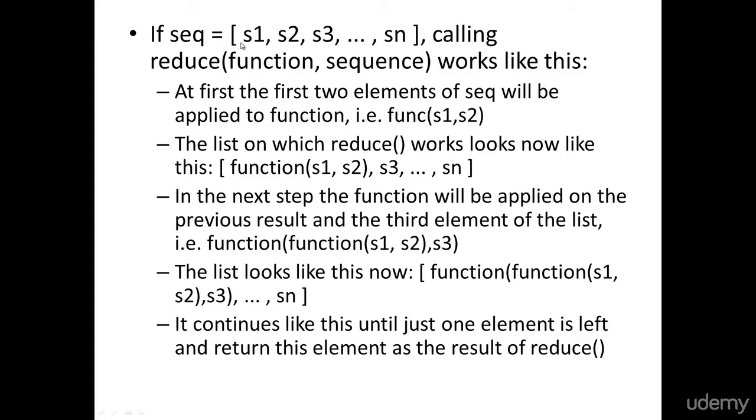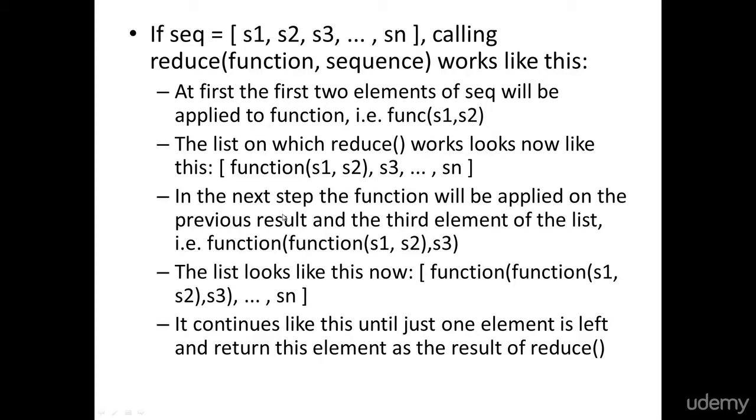So let's say you have a list where it's S1, S2, S3, all the way to some Sn. Calling the reduce function on that sequence looks something like this. You grab the first two elements of your sequence, S1 and S2, and then you apply the function, so it would look like func(S1, S2). Then you have that result, which is just some single value, and you now have a list that looks like: function result of S1, S2, then S3, and so on.